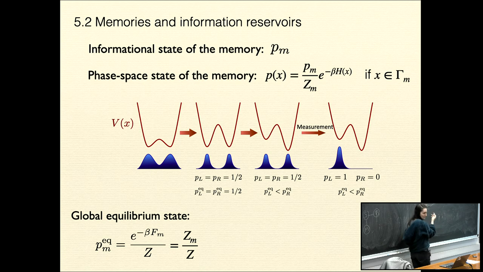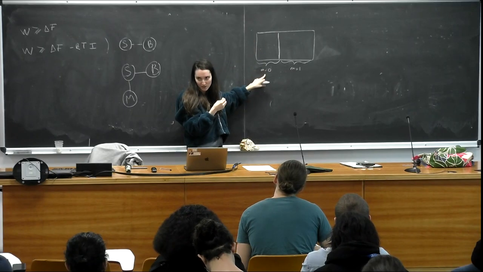And because there is this barrier, once you have a particle trapped in one of the two positions, as long as the barrier is high enough, you're safe. You can treat this as a memory. But then you see all these microstates of the individual positions here are mapped into just a single informational state.